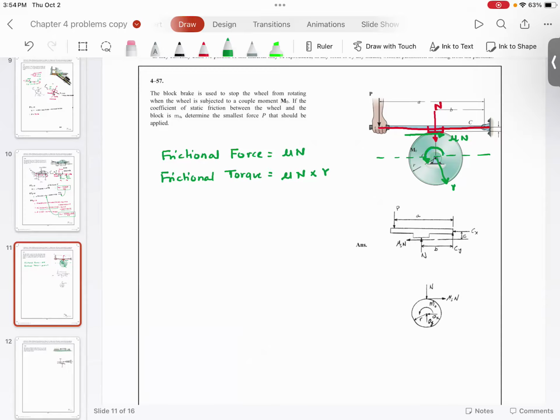So you have the frictional force, which is mu times N, and frictional torque is mu times N times R. So the drum would stop when external moment M is equal to the torque because of the frictional force. M is equal to mu times N times R.